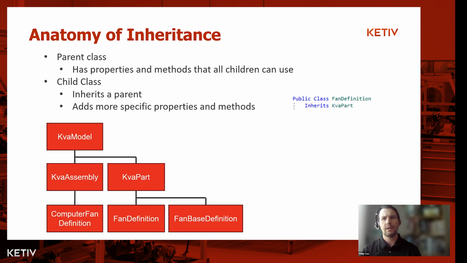The KVA assembly and KVA part will have a single method that we're going to use called update for user parameters. And we'll show that to you as we dive into those. And this structure allows all of these implementations, so the computer fan assembly definition, the fan definition, the fan base, to use all of the methods and properties of the classes they inherit from. Okay, so the child class needs to inherit from a parent. And then it can add more specific properties and methods and implementations.